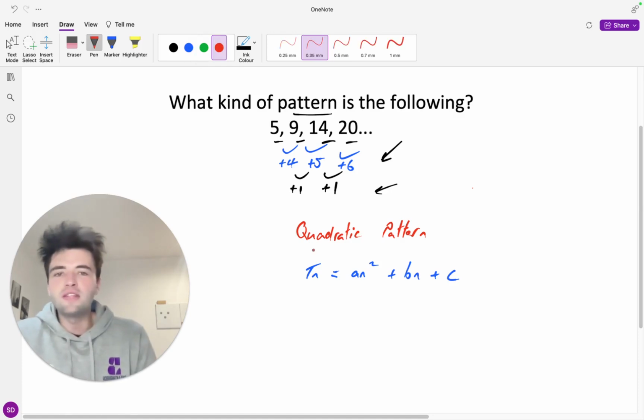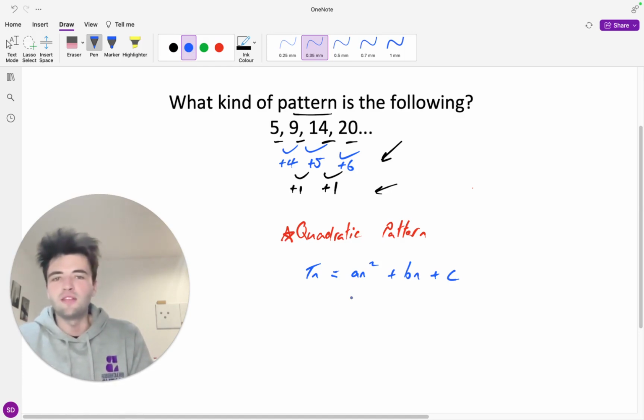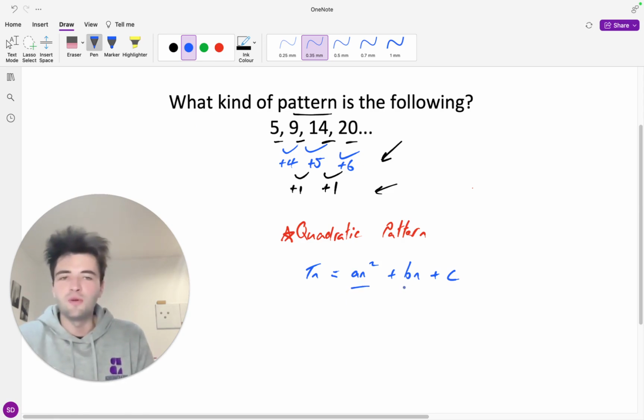So a quadratic pattern is any pattern that has the following formula, or it's a general form for the formula, but the formula is always going to fall into this category where you have something times n squared, where n is the term you're looking for, plus bn plus c, so then you've got a constant times n plus a constant at the end. You don't actually have to have all three of these, but you're going to have some combination of these three different things which make up each term.